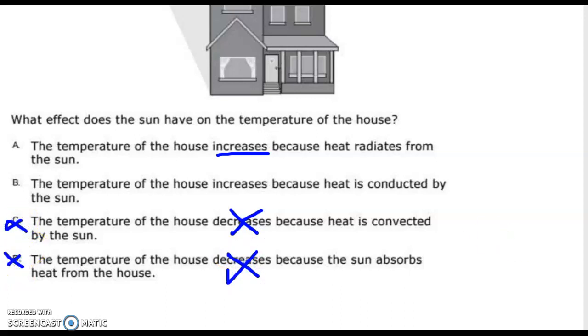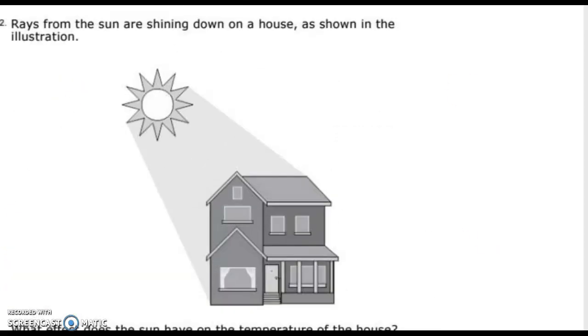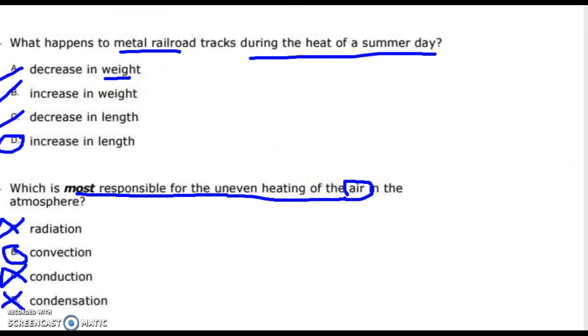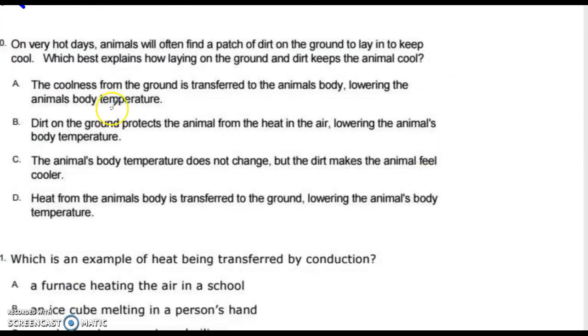Did I skip something? Oh, my bad. Let me go back to 10, 11. I apologize. Oh, wow, it's not like we talked about this either. That's literally on the anchor chart. On hot days, animals will find a patch of dirt to lay in to keep cool. How does this happen? Dawson.